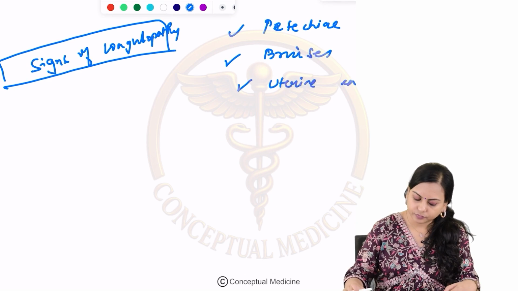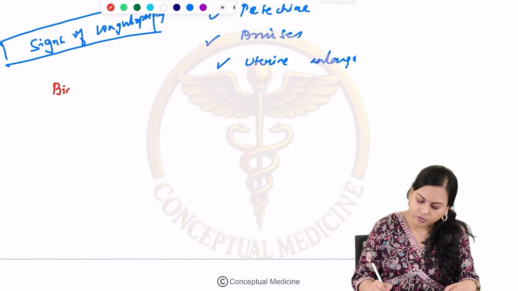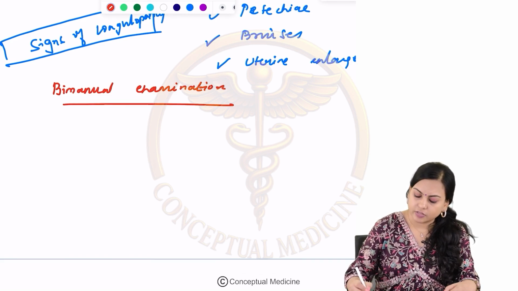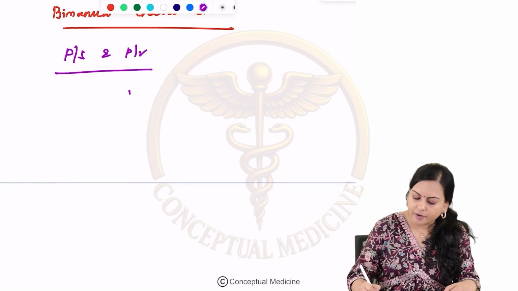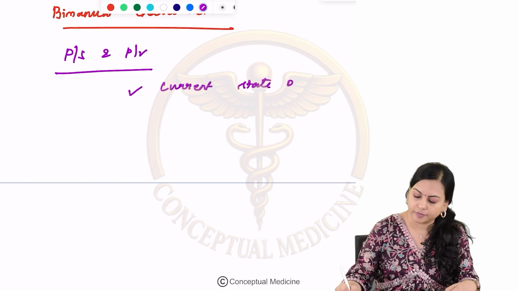Now, what you have to do is a bimanual examination to assess the bogginess and tenderness of the uterus. You have to do a per speculum examination and a per vaginal examination as well. You have to know the current state of bleeding. Is it bleeding still now, and is it an active bleeding or not, okay?